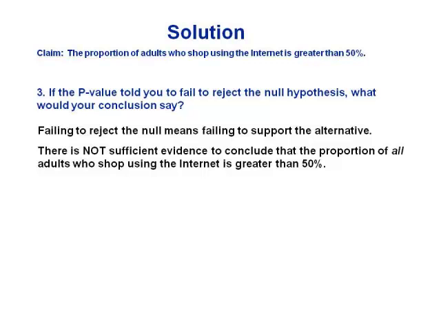So then I can say either to support the claim or to conclude that the proportion of all adults who shop using the internet is greater than 50%. So those are the two different conclusions that you might come up with on this problem. It all depends on the p-value, and we will talk about those p-values quite a lot more in the coming sections and actually talk about where they come from.